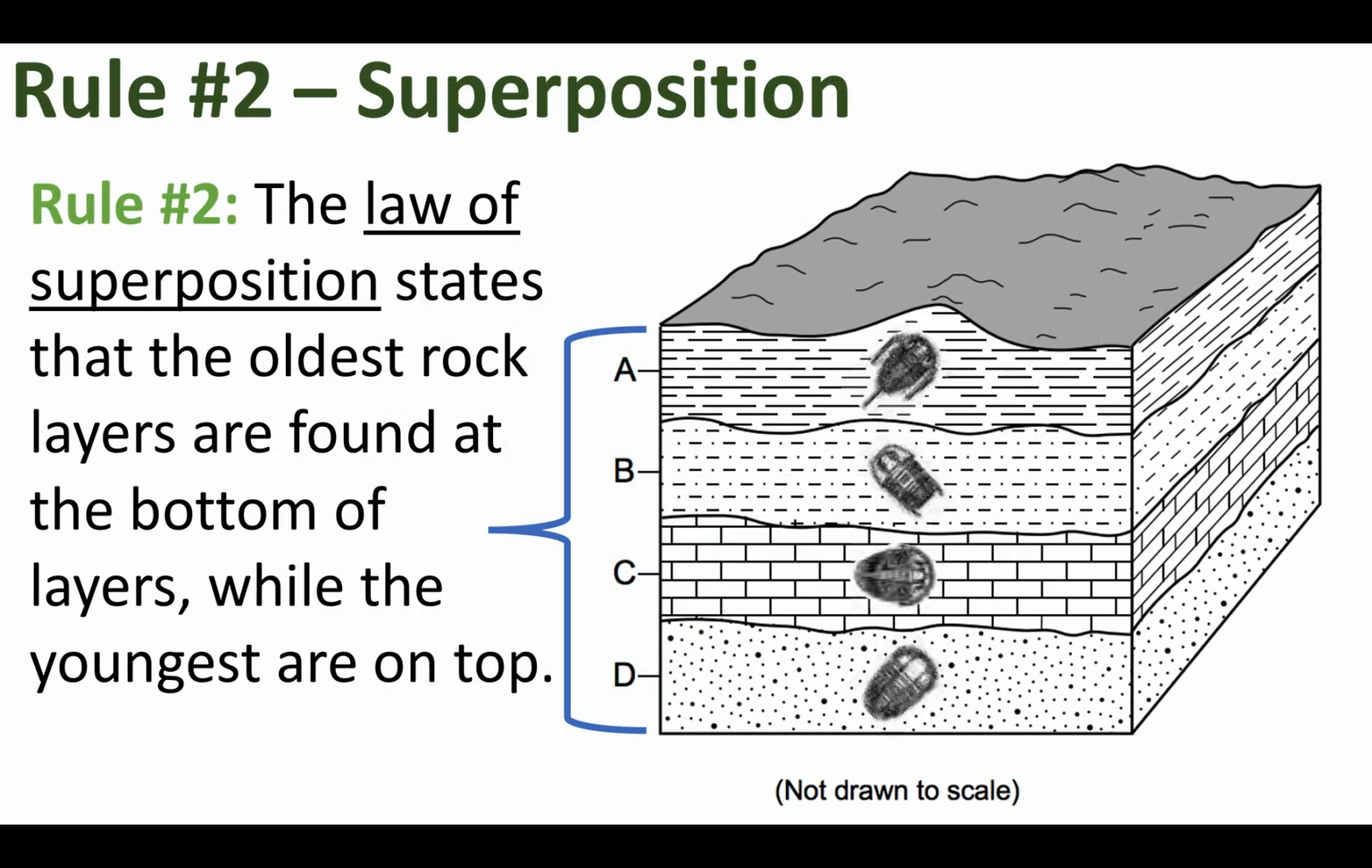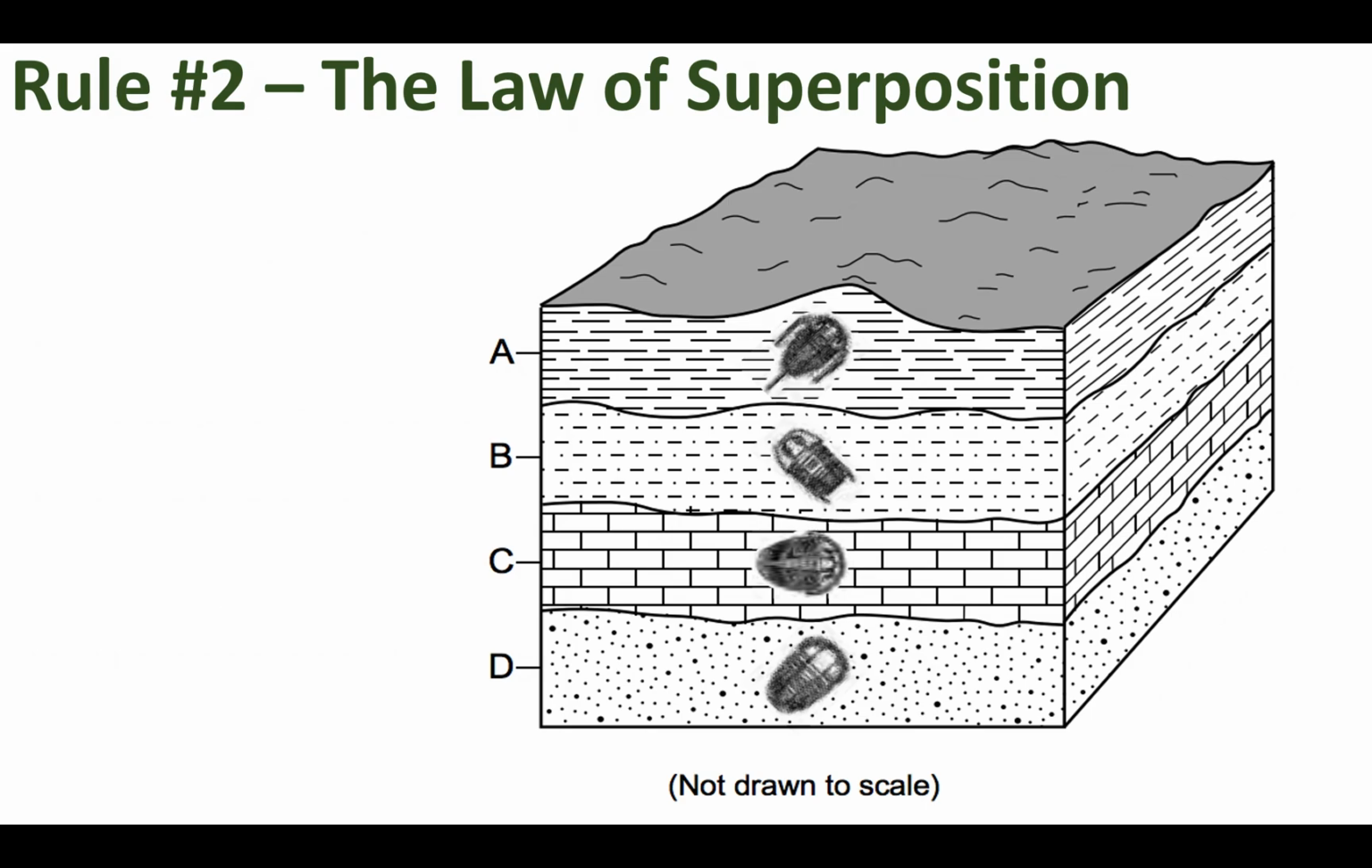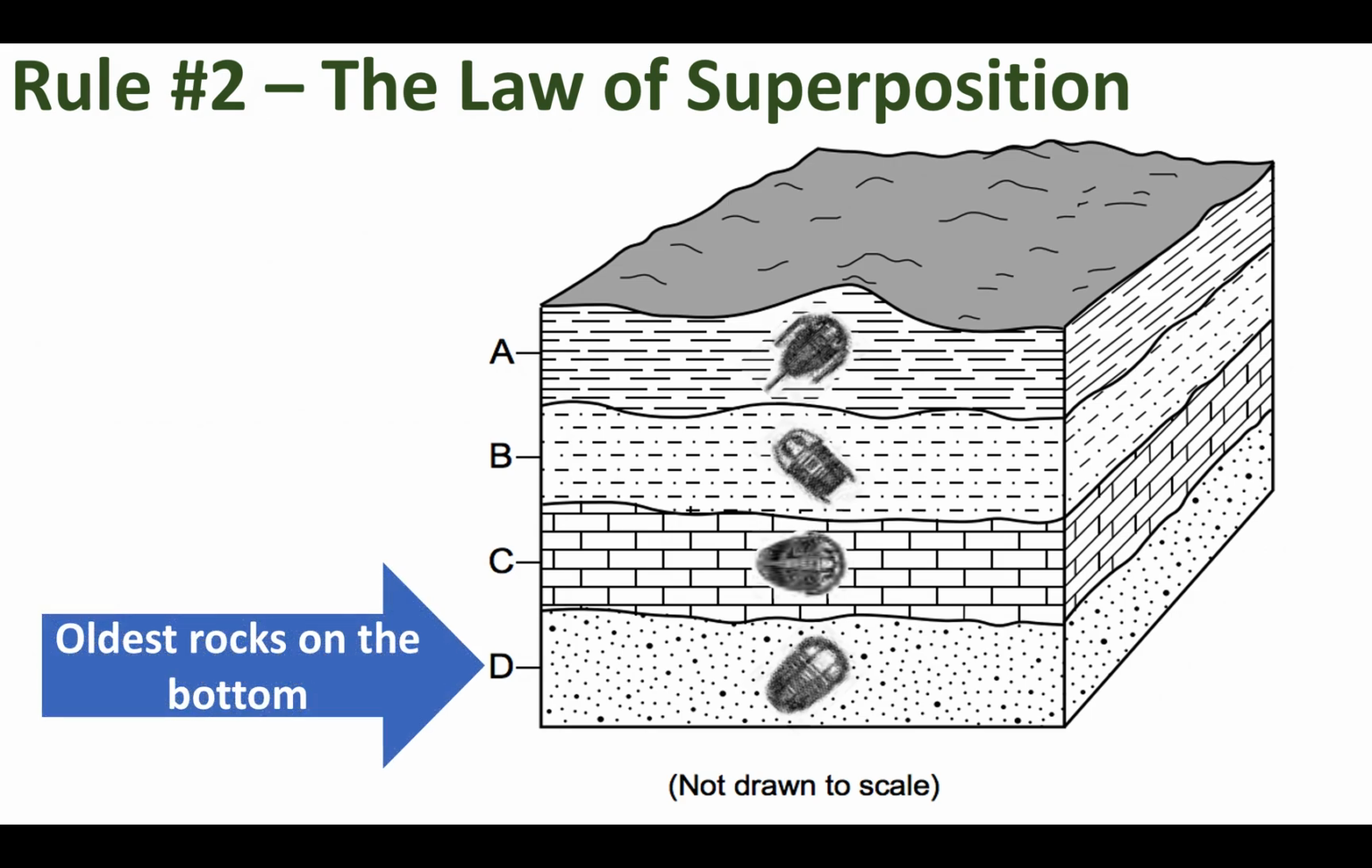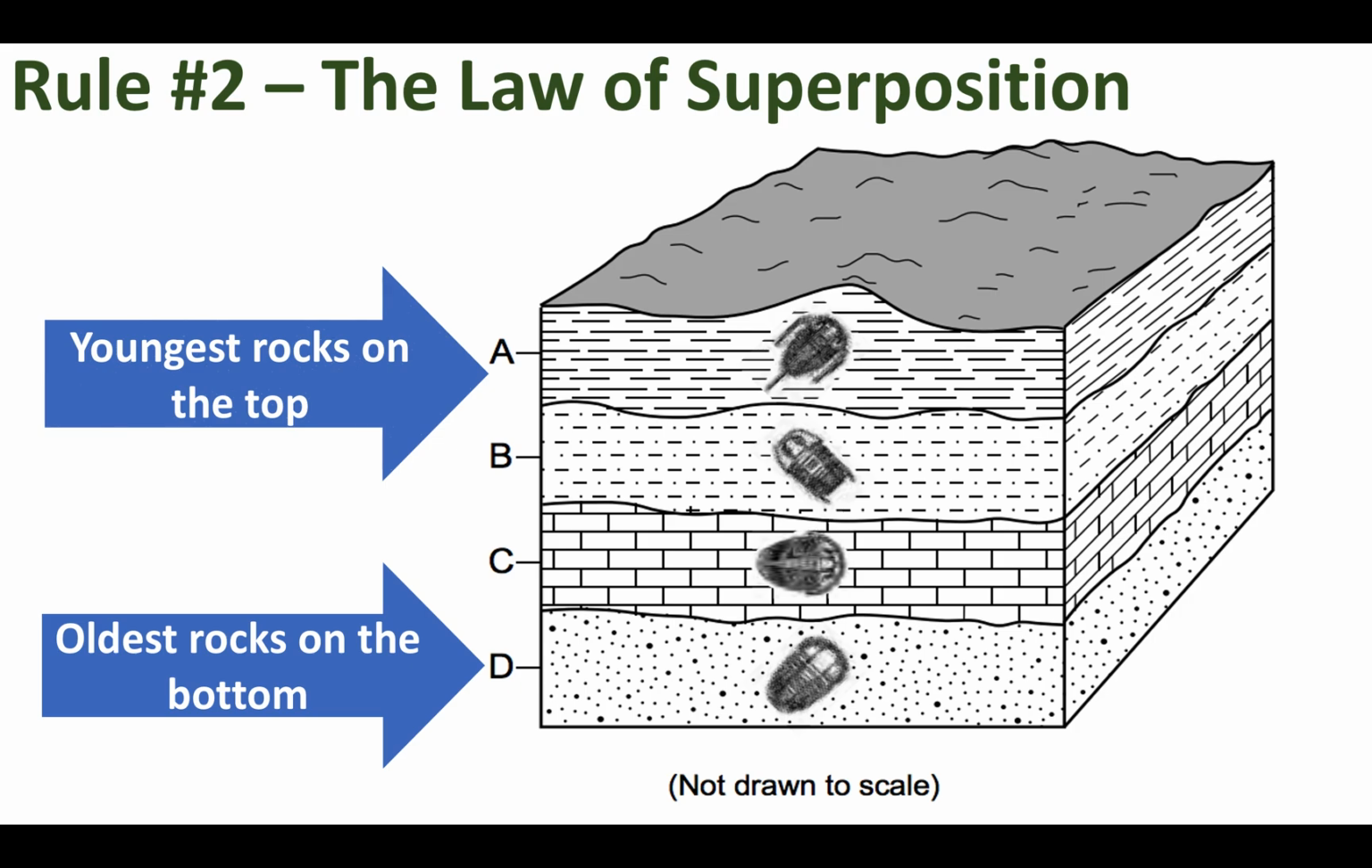Another rule is a really important one, and it's called superposition. The law of superposition states that in rock layers, the oldest layers are found at the bottom, while the youngest layers of rock are found at the top. So to go through this, rock layer D is the oldest, and we know this because it's at the bottom. This means this rock layer must have formed first. Rock layer A is closer to the top, and it tells you that it's the youngest. These rocks formed more recently.